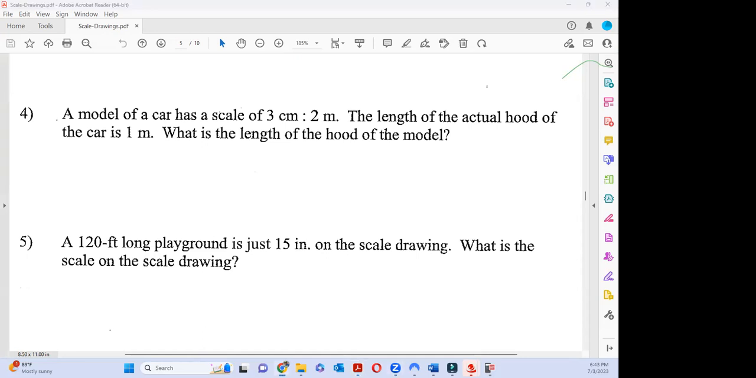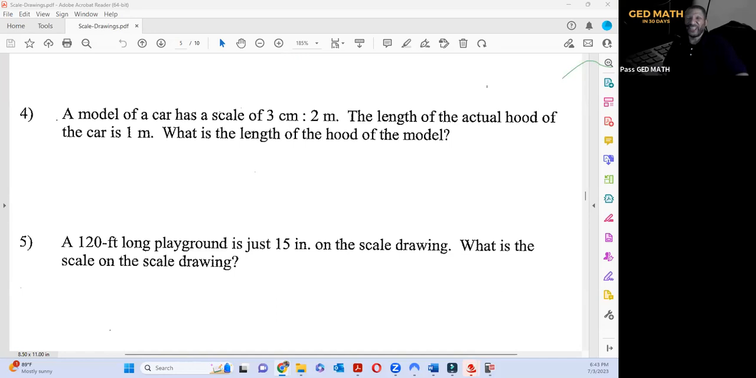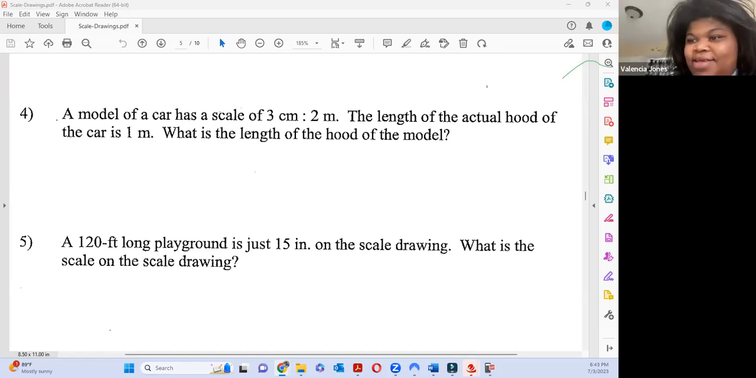Of a car has a scale of 3 to 2. Oh, wait, we're doing this by yourself? Yes, by yourself. Number 4. And you can send me your answer in the chat. And then we're going to go over it.